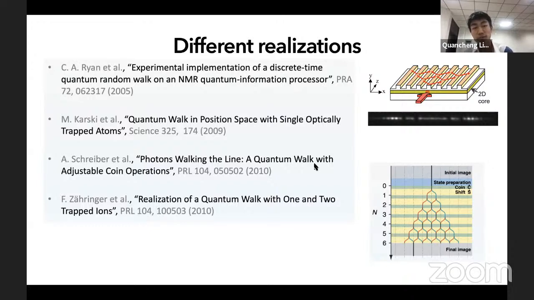experiment part. So there are many different realizations of the quantum walk, because, for example, we say that we are considering a tight binding walk, but in the UX, sorry.